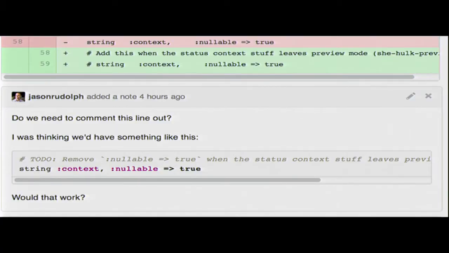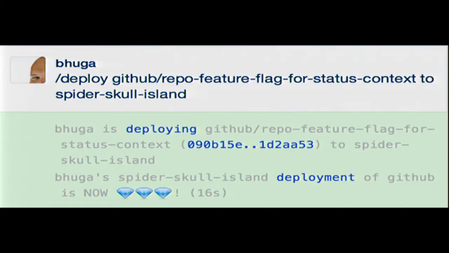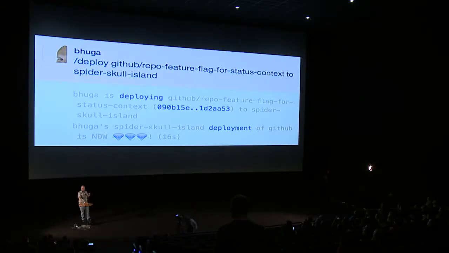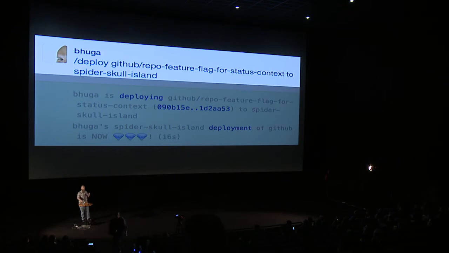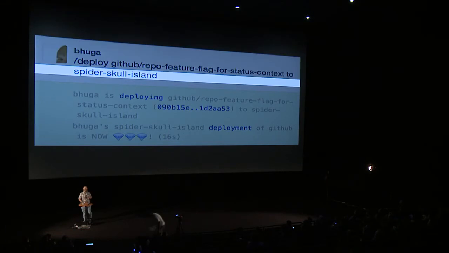We'll do all that sort of conversation on a pull request, and then we will deploy. And this looks something like this. This is part of actually just testing code at GitHub. The first thing you type is to deploy what repository, what branch, and to where. The word Spider Skull Island here, which we've taken from old James Bond films where villains live on volcanoes and tropical islands that look like skulls, is actually an environment, just like production or staging or anything else.